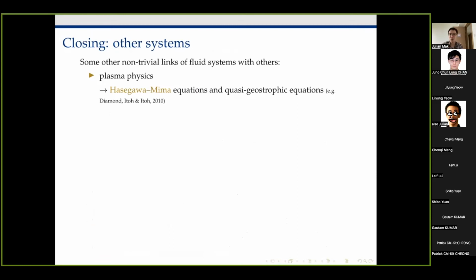There are some other non-trivial links between fluid systems and other things. Fluid systems, for example, have applications in plasma physics, or these are mathematical analogies for plasma physics. There's something called the Hasegawa-Mima equations and what are called the quasi-geostrophic equations in the rapidly rotating case. They have a similar mathematical form. This comes from the fact that both of them can be regarded as rapidly rotating in some sense.